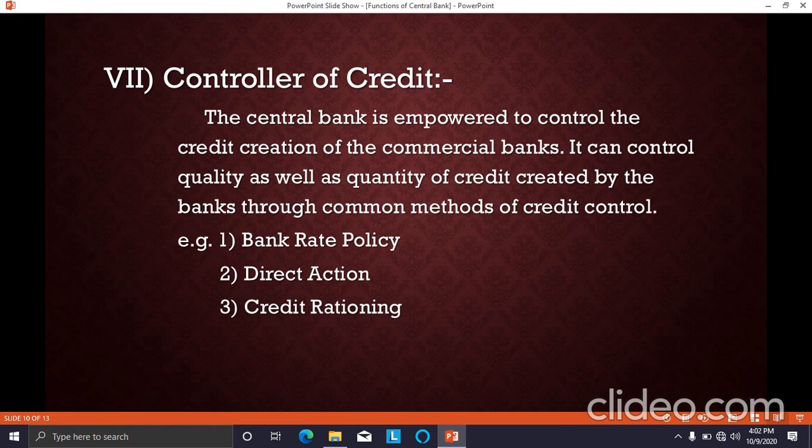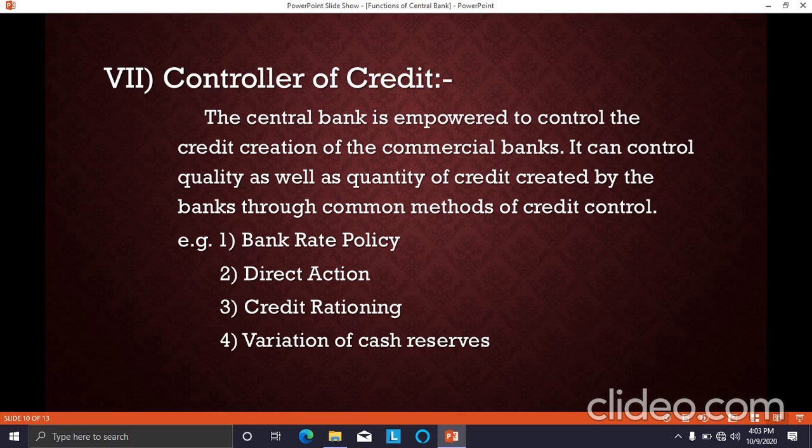Next is credit rationing. Credit rationing means it controls the credit which has to be given by the commercial bank. Every action of a commercial bank has to be as per the rules, regulations and directions which are given by the central bank. They can control the credit. What amount of credit has to be given by the commercial banks, that has to be decided by the central bank. So credit rationing.